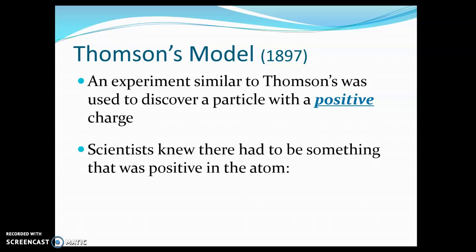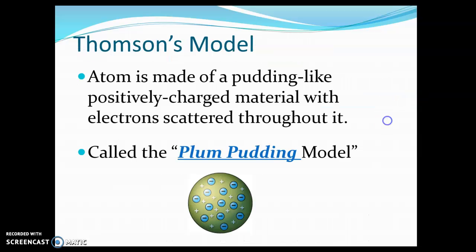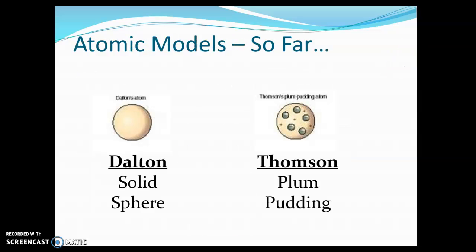An experiment similar to Thomson's was used to discover particles with a positive charge. Scientists knew that there had to be something that was positive in the atom because an atom is neutral. So if there were negative particles, the electrons, then there must also be positive particles called protons. Thomson's model is, he thought the atom looked like a plum pudding sort of situation. So his model was a plum pudding model. So far we have Dalton's model and we have Thomson's model.